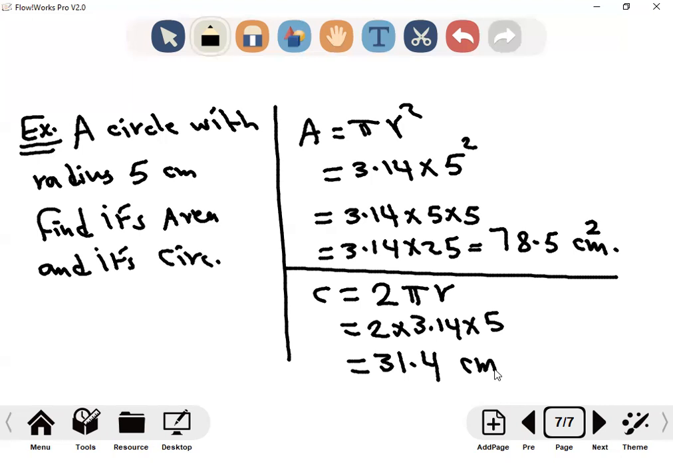Where in the circumference? No. Power 2 only for area. Power 3, remember? For volume, we put power 3. For area, put power 2. Circumference or perimeter, power 1 only. Okay?